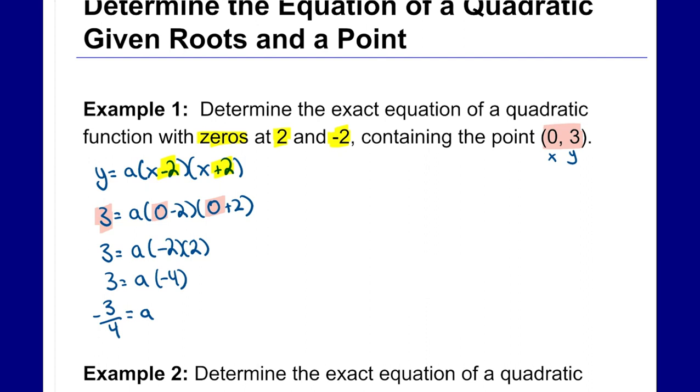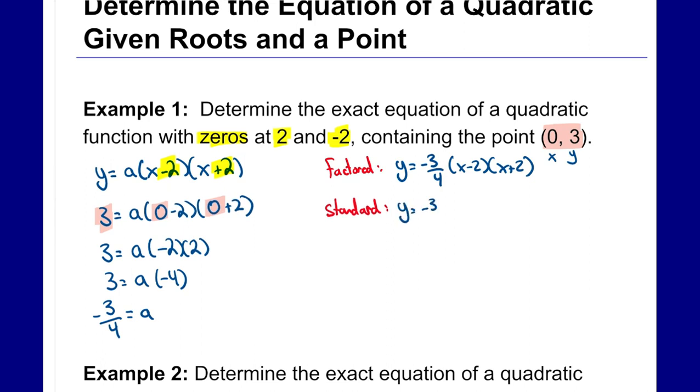That is now our a value. So then I can write our equation in standard form. Or sorry, factored form. We'll start with factored form first. So in factored form, it would be y equals negative 3 over 4, x minus 2, x plus 2. If we want it in standard form, we would have to expand this.